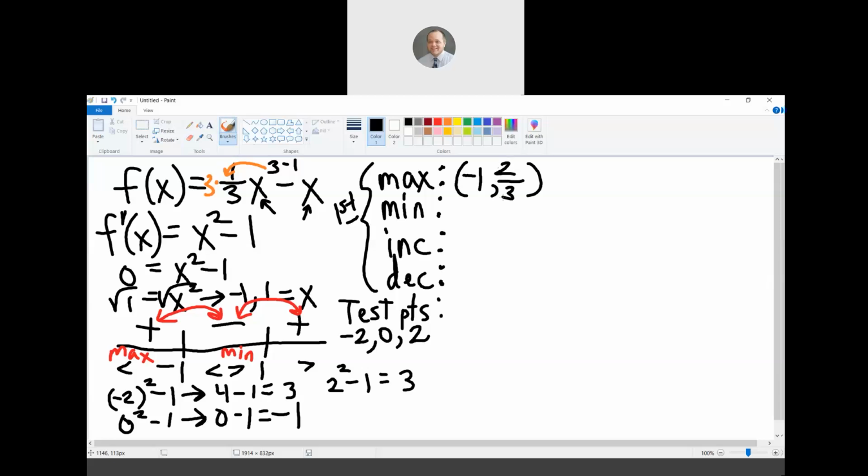Now you also have a relative minimum point at x equal to 1. So when x is equal to 1, plug in 1 everywhere you see an x in your original function. And when you do the calculations, you should get negative 2/3 for y.